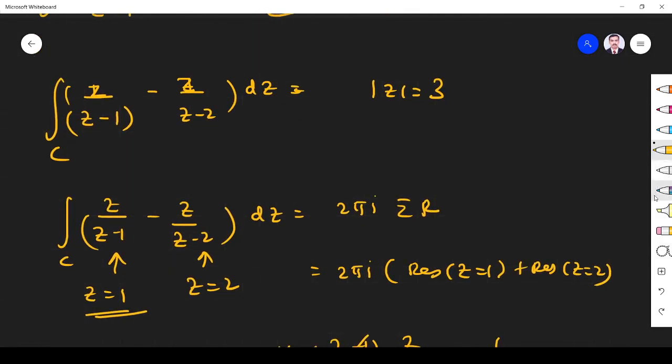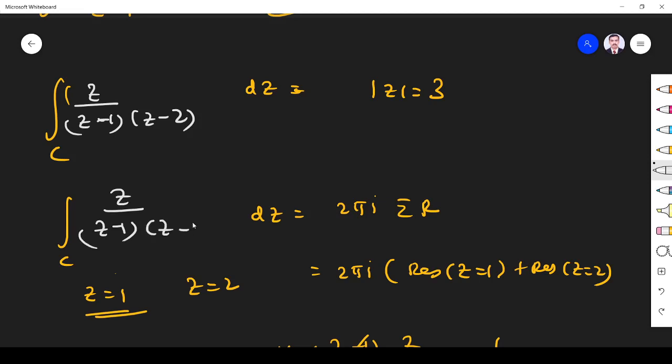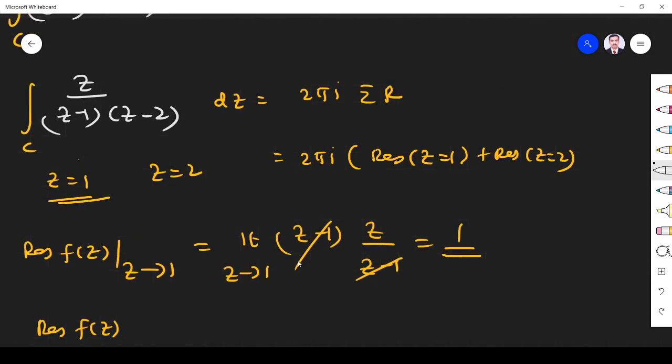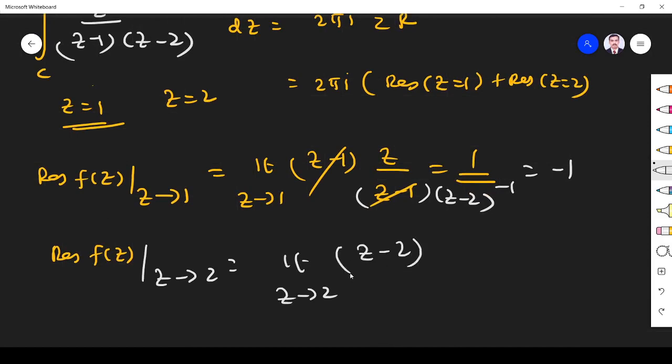Otherwise, what I do, I change the problem like this. Residue and all same. For simple analysis, I change the problem as z by (z minus 1) into (z minus 2). Like that I change. Right? So here also z minus 1 into z minus 2. So 1 by minus 1, that is equal to minus 1. Fine? Okay. Next, residue of f of z when z tends to 2. Limit z tends to 2, z minus a, that is a is 2, f of z, z by (z minus 1) into (z minus 2). Right? So 2 cancels, z is 2, 2 by 1 is 2.